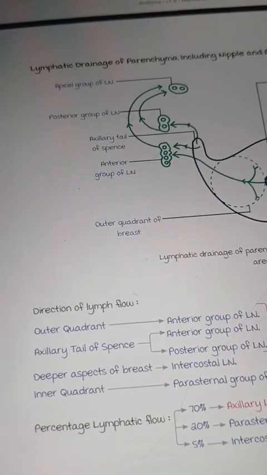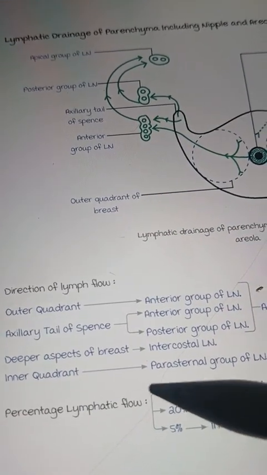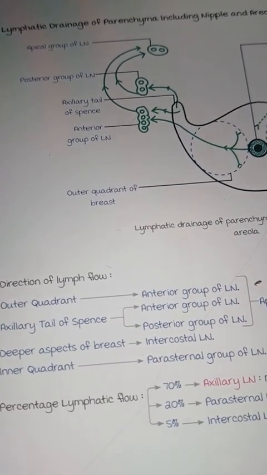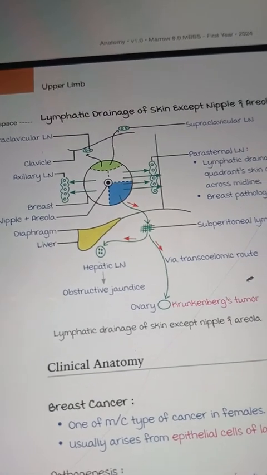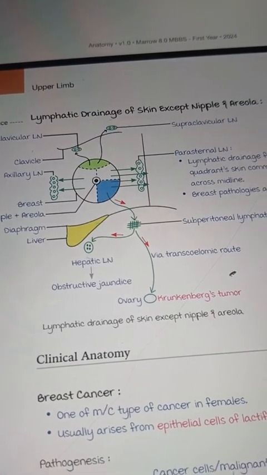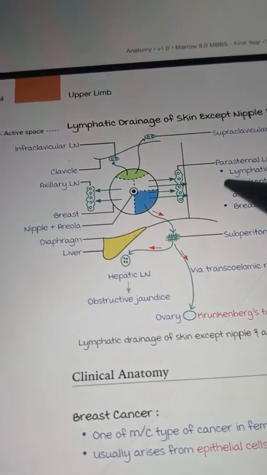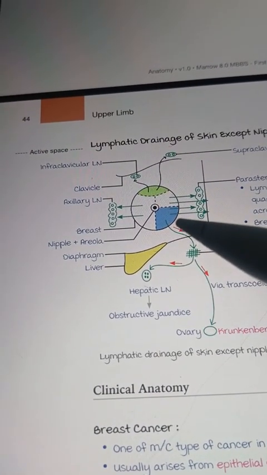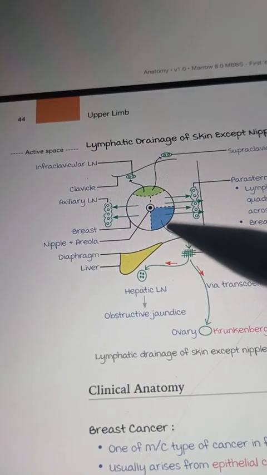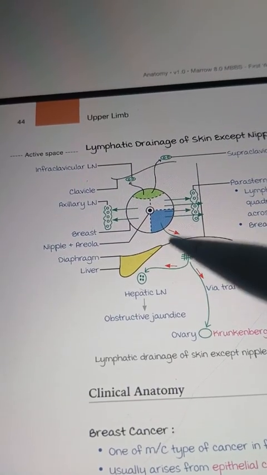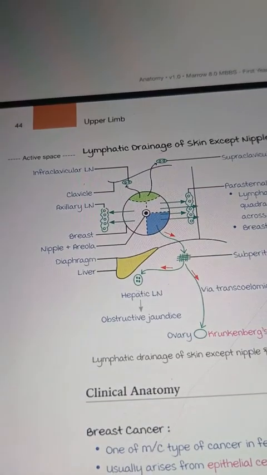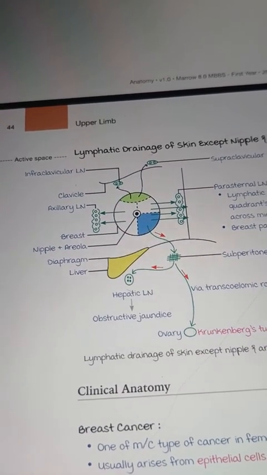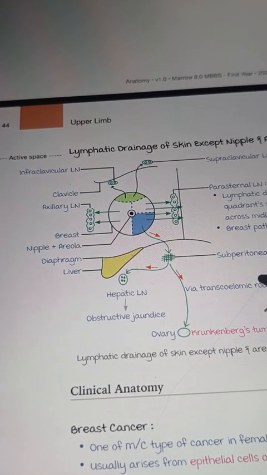Then next we have the direction of lymph flow. Outer quadrant, this we all saw. Next we have the lymphatic drainage of the skin, except the nipple and areola. The infraclavicular lymph nodes drain the skin over the clavicle. Axillary lymph nodes, as I told, drain the outer quadrant, breast, nipple and areola.